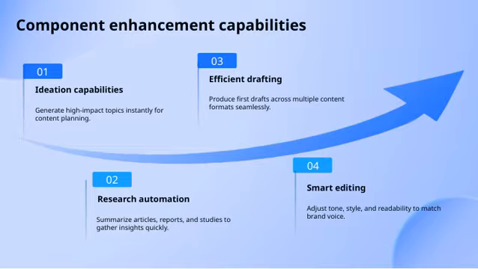Then we move to efficient drafting. With this, we can produce first drafts smoothly across various content formats, whether it's blog posts, social media, or reports. It streamlines the initial phase so we can refine and polish later. And finally, smart editing. This feature adjusts tone, style, and readability to perfectly match our brand voice. It ensures consistency and professionalism across all our content pieces. Altogether, these capabilities form a powerful toolkit that enhances every stage of content development, aligning with our goal to be more agile, creative, and consistent.